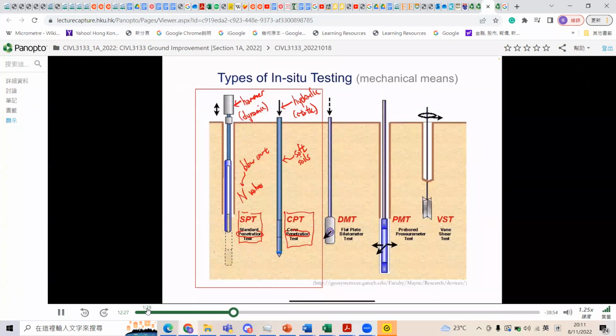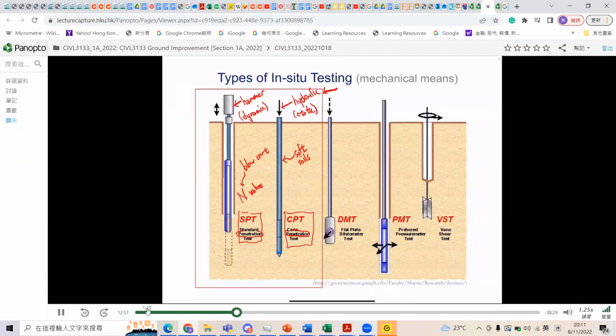You see three other methods here. We have a flat plate dilatometer. These are less commonly used in Hong Kong. They're used globally, but we won't talk about these too much because it's not possible to cover all of these methods within the scope of this course. But I think it's quite imperative that we do understand the basics of SPT and CPT.